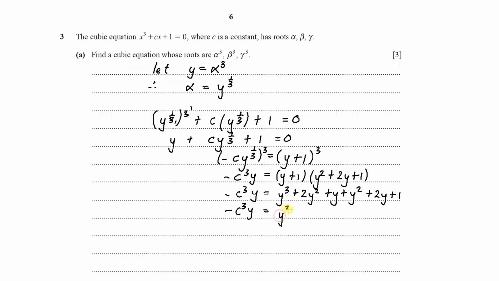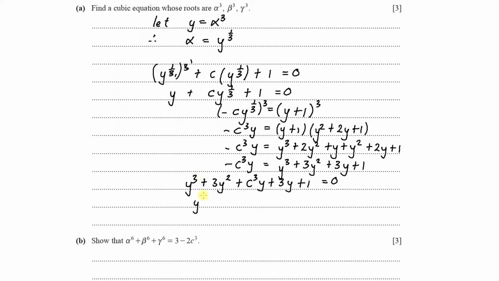So we have y cubed on the right side. Then 2y squared plus y squared, that's 3y squared. Then y plus 2y, that's going to be 3y. Then that's plus 1. And if we are going to take everything to one side, we'll eventually come out with y cubed plus 3y squared plus c cubed y. If I take minus c cubed y to the right side, and then we have plus 3y plus 1 is equal to 0. And finally, I can have y cubed plus 3y squared, and then that's plus, factoring out the y here, I'll be having c cubed plus 3 of y plus 1 is equal to 0. So that's the answer right here.